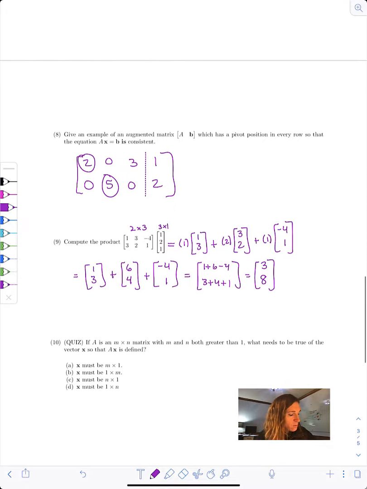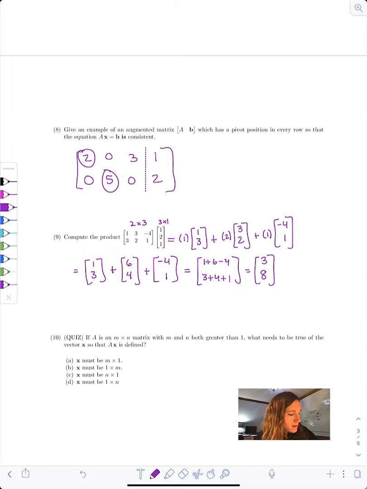And our final quiz says if we have an m by n matrix, what must be true of the vector x? So basically, what is the size of the vector x? And with that, we'll stop.